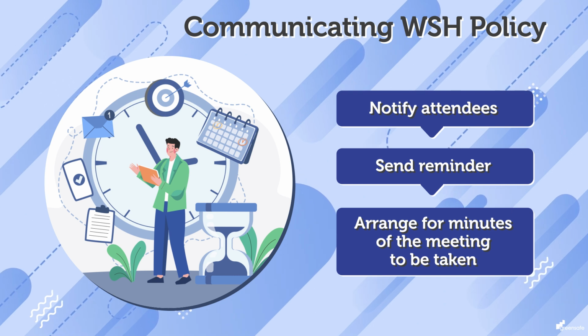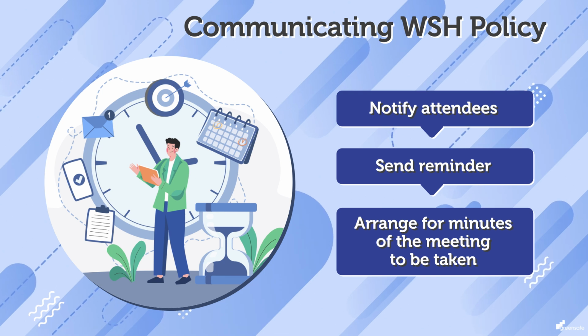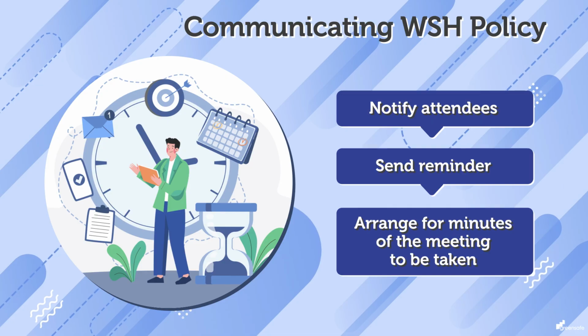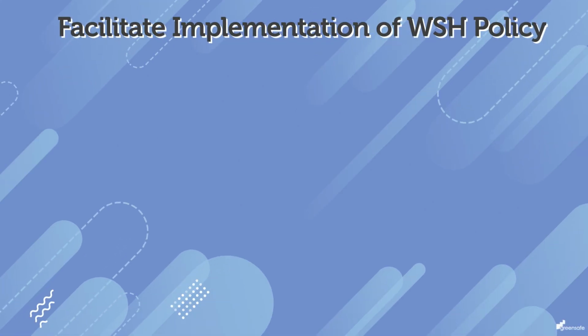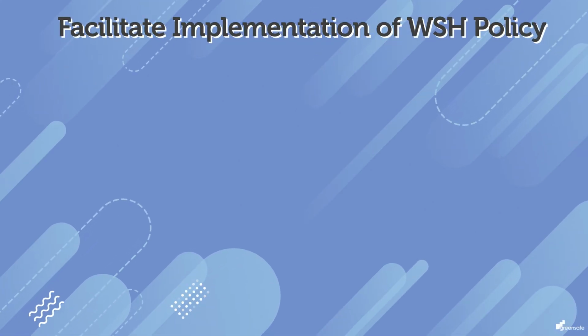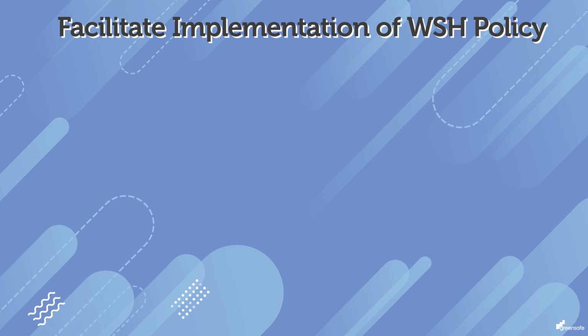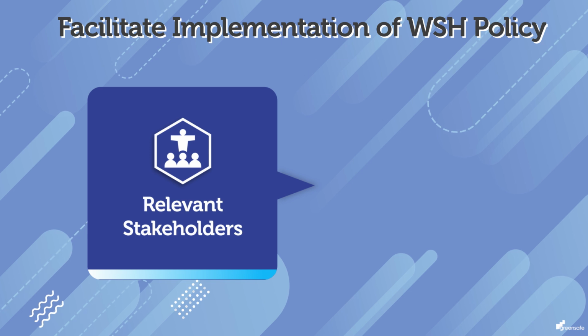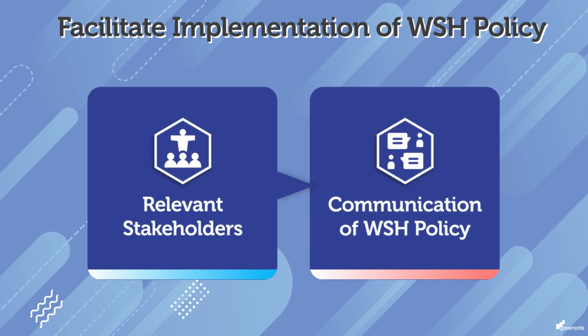This person will be like a secretary. He or she will be taking down notes and all the things that are mentioned during the meeting. This is important for future tracking or for reference sake. Now we know how to facilitate the implementation of WSH policy, we will get into the next step of identifying the relevant stakeholders and communicating the WSH policy.